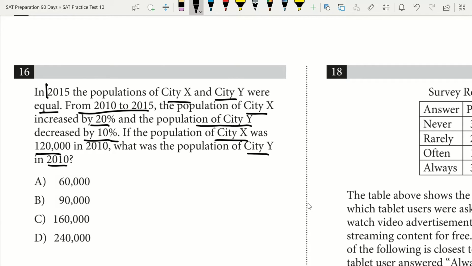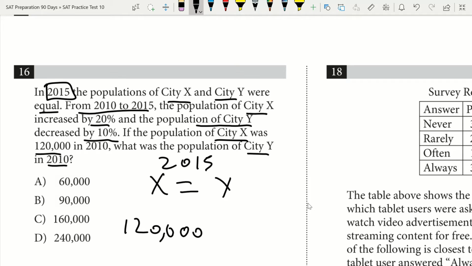Okay, we know that in 2015, X equals Y. Next, the population of city X increases by 20% over those 5 years from 2010 to 2015. We know the population was 120,000 in 2010, and we're increasing by 20% over the next 5 years to 2015. Thus, X in 2015 is going to equal 1.2 times 120,000.